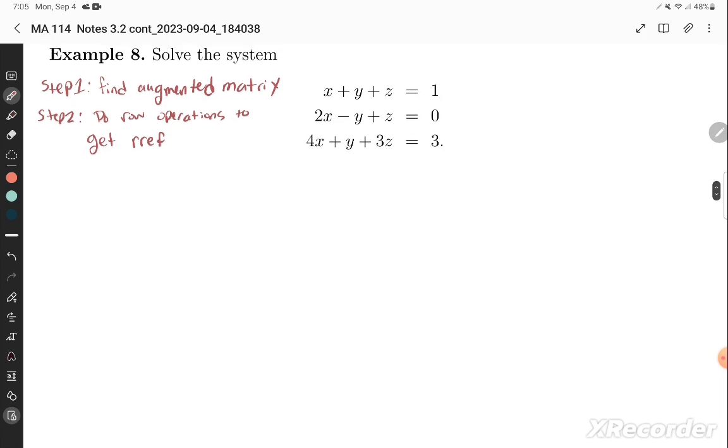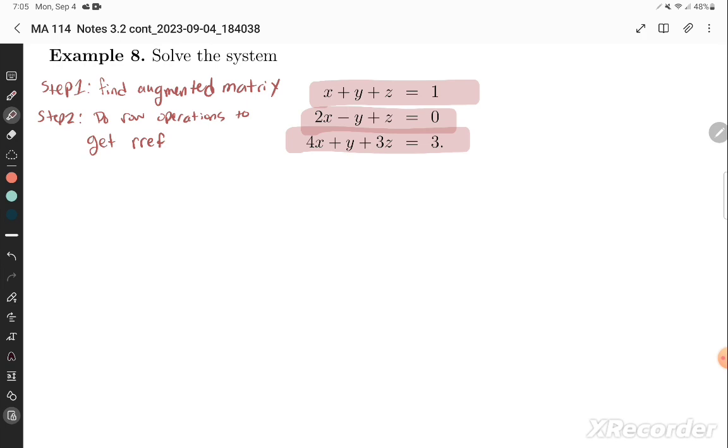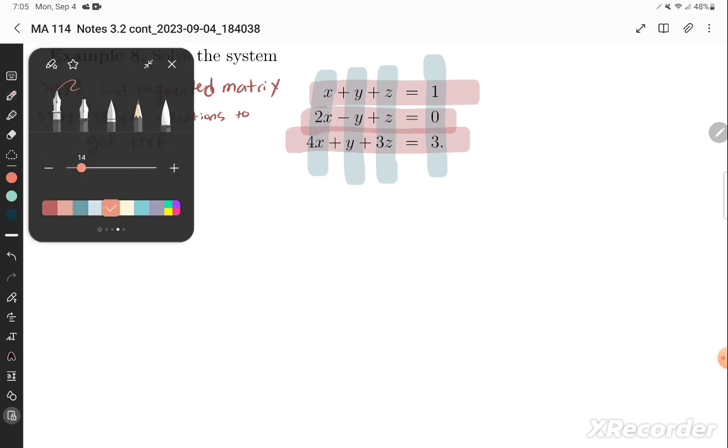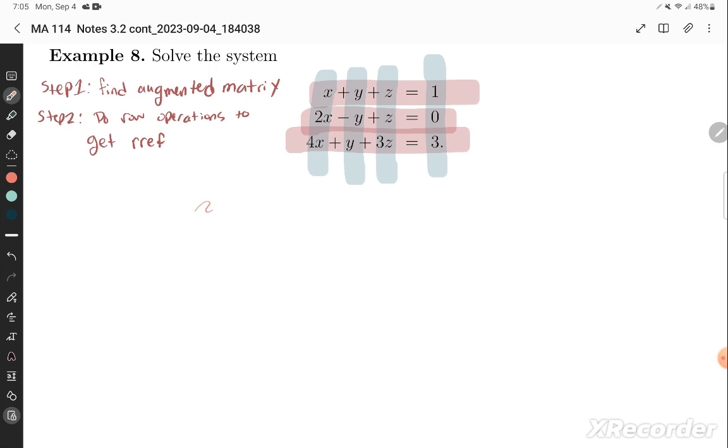So for the augmented matrix, we've got 3 systems of linear equations, and we've got 3 unknowns with 1 column of solutions. So I'm going to have a 3x4 augmented matrix. So I'm going to put that in. Remember, the entries of the augmented matrix are the coefficients next to my variables in my system of linear equations.